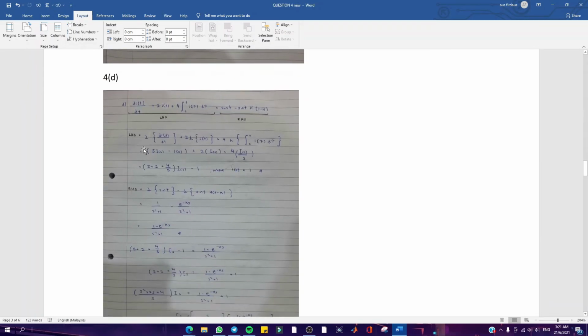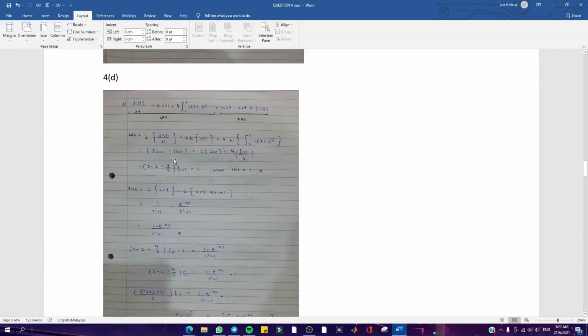And then for last is 4D. So we split with left side and the right hand side. Left hand side, we need to Laplace the di over dt and Laplace 2i(t) and then Laplace 4 integral i(tau).